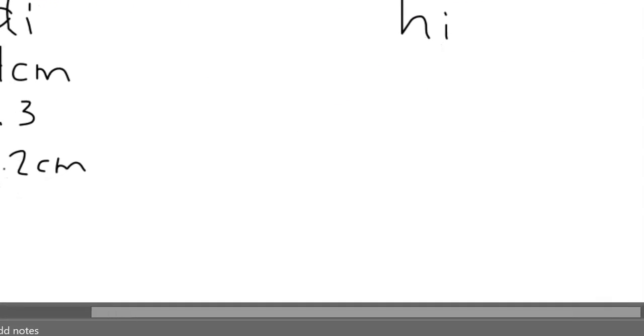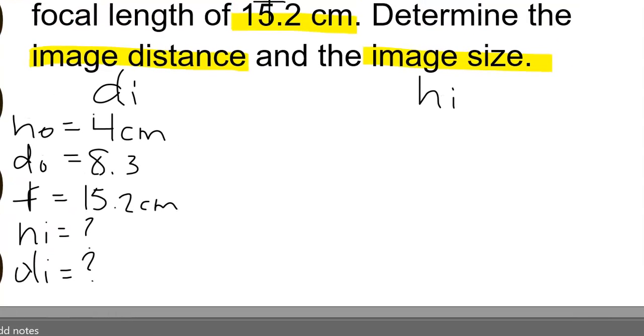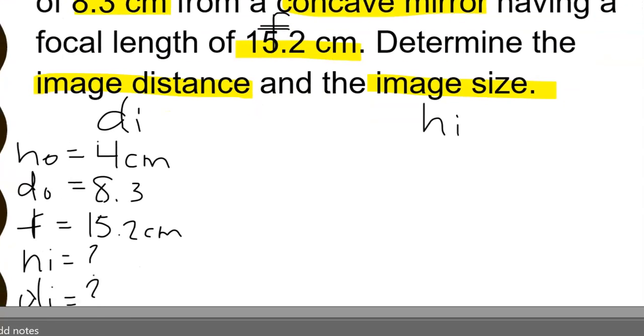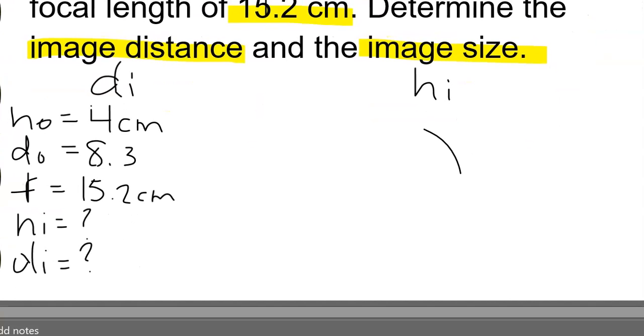Okay, so let's draw this first. Let's draw this scenario first, and then I'll go to a blank slide and solve for it. So we have a concave mirror. Okay, looks like this.